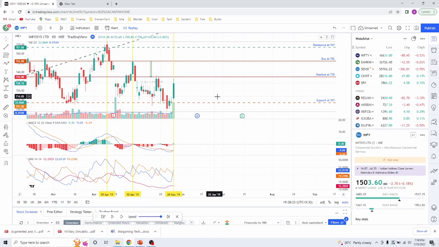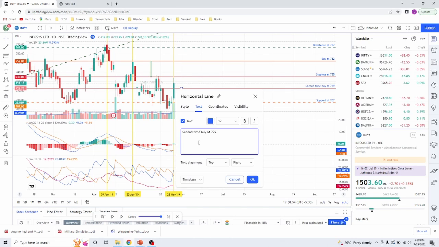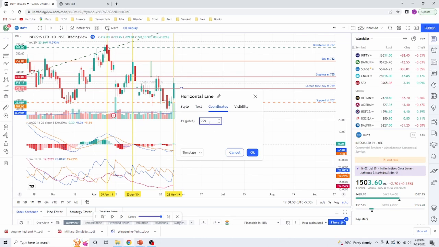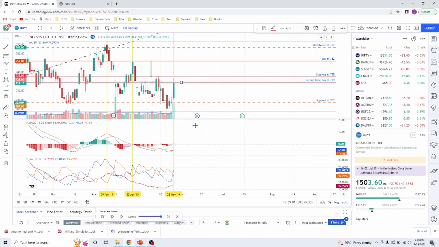Just like what we did before, this is closing at 728.1, so I'm going to buy at 729. So let me do an Alt H here, and the coordinates I'm going to make 729. So we're going to buy here, and what should our stop loss be?